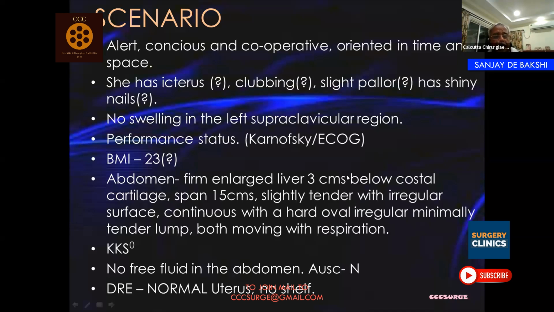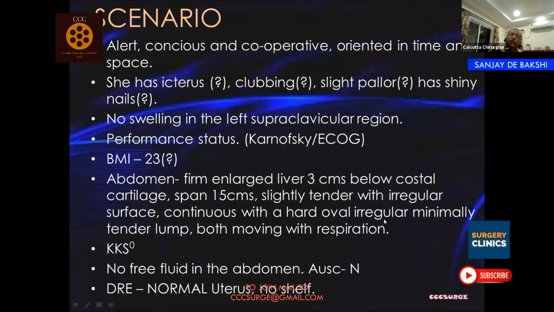She has a BMI of 23. I'm going to ask you some questions on this before we go to the CT scan, because at CCC we want you completely solid on this. No examination would be able to hold you out here.